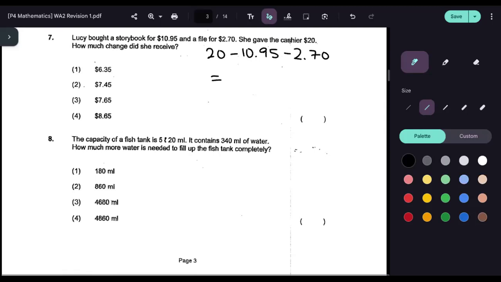Okay, once you do your calculation, you should get $6.35. So it's $6.35. Answer 1.